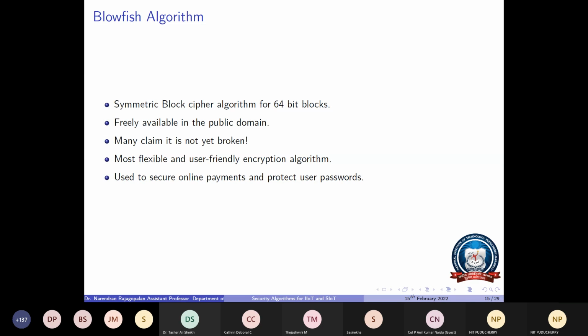Blowfish is another symmetric block cipher algorithm with about 64 bits. It handles block ciphering. A block of data of about 64 bits is taken and it tries to come up with a ciphertext, and it keeps on doing it, and it gets connected together.